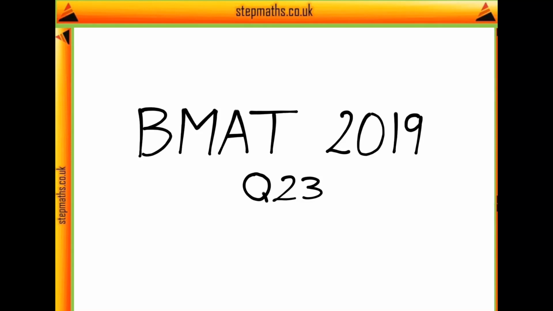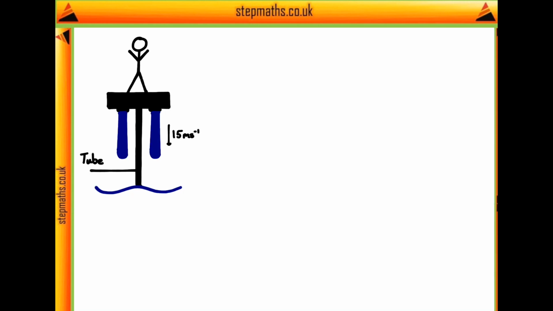Here we're going to look at question 23 from the BMAT 2019 paper. In this question, we're given the slightly unusual example of a water jetpack, which is that we have a person stood on top of some platform which is connected to some water below, like the sea, by a tube here in the middle. Now water flows up the tube and then flows out of two nozzles here, and the water flows out at 15 meters per second.